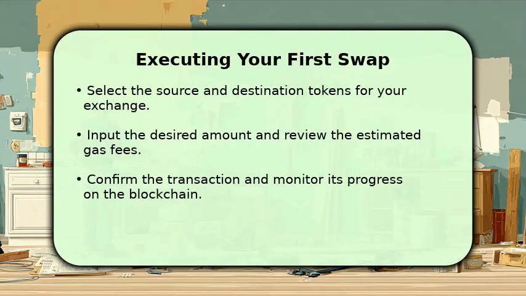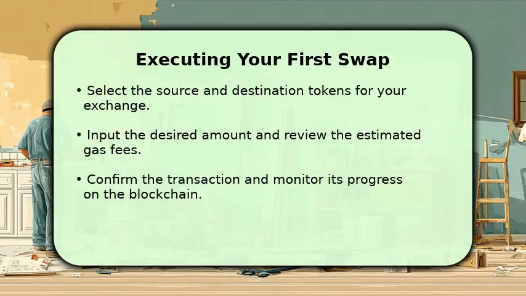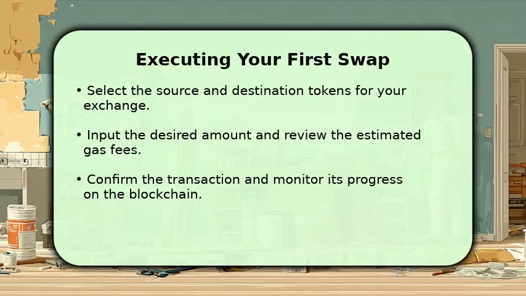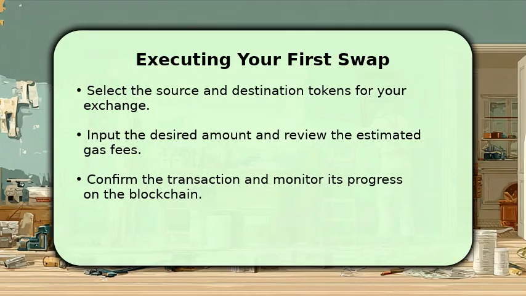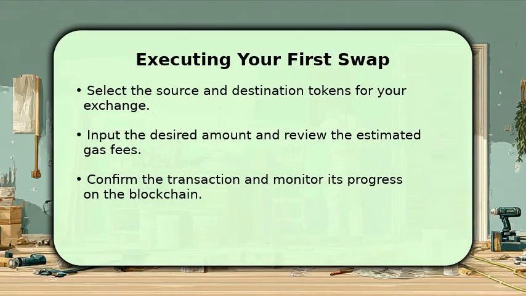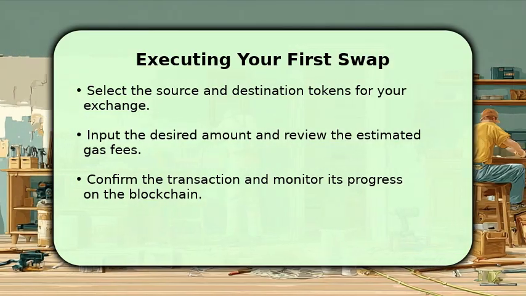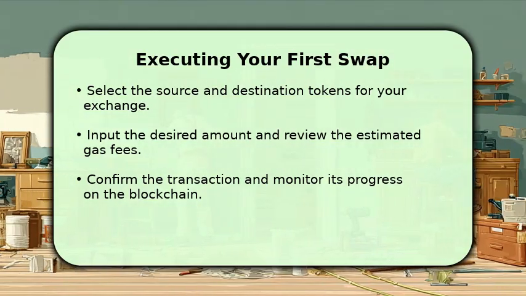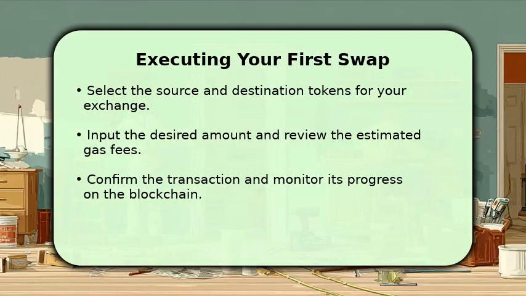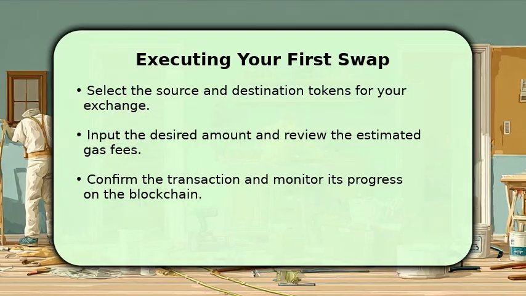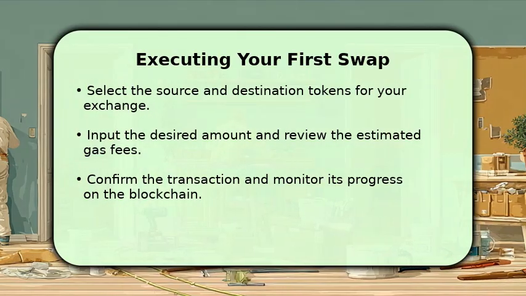To perform a swap, select your desired from and to tokens from the drop-down menus. Enter the amount you wish to exchange. The platform will automatically calculate the estimated output. Always review the displayed gas fees and the potential price impact before proceeding. Once satisfied, confirm the transaction in your wallet. Most swaps complete within 30 seconds to 2 minutes, depending on network conditions.